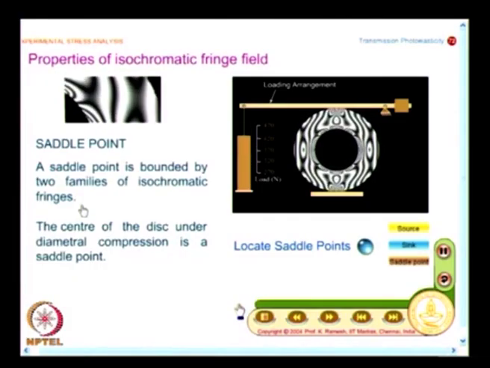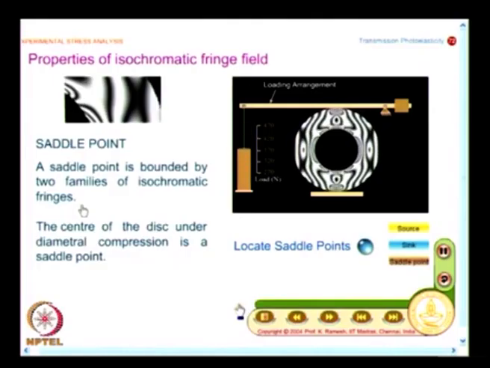So, in one direction you will have fringes increasing, in another direction fringes will be decreasing. So, it essentially gives you the gradient information. So, I should identify saddle points in the field, and this is more to check. Suppose I have ordered the 0th fringe order and then I am moving from the 0th fringe order and I label it.